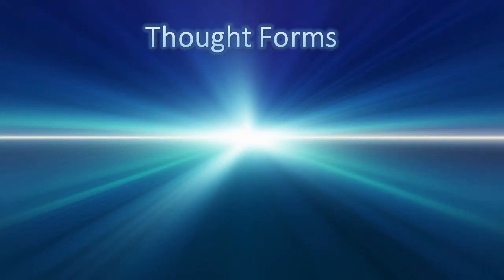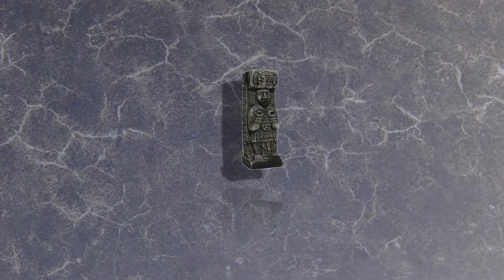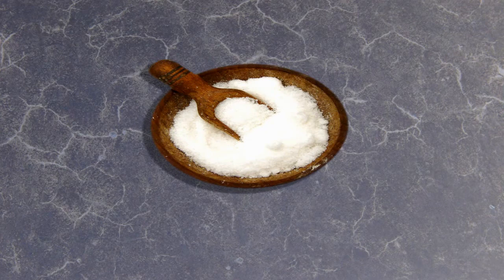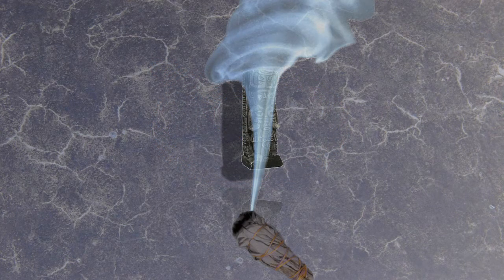Now, before you begin your thought form, there's lots of preparation that needs to take place. First of all, it's very important that you do a cleansing of your space. And if you're putting your thought form on an object, it is essential that you cleanse that object. You can do so by burying it in salt for 3 days, or by smudging it with sage. For more information on cleansing, please refer to my video on cleansing. I've placed a link to it in the description below.